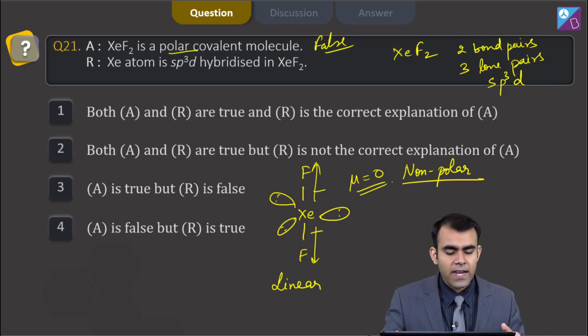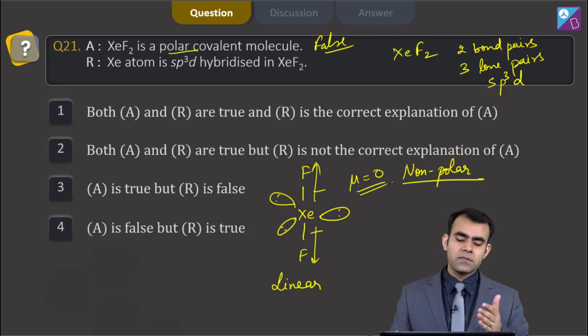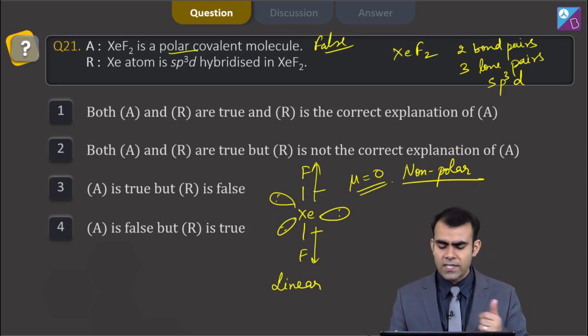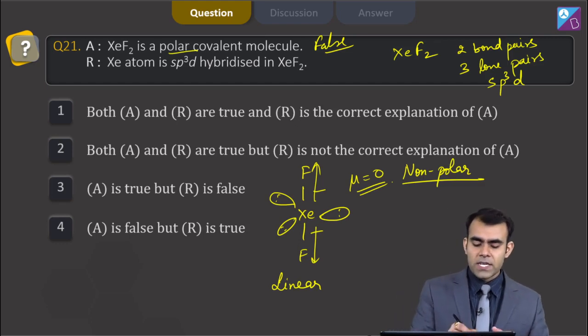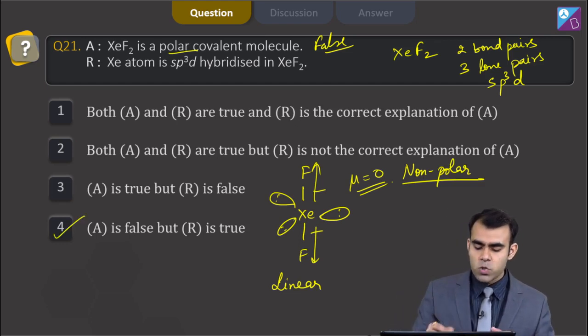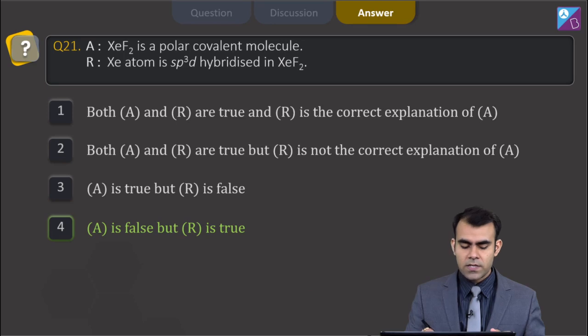Then my reason is that the Xe atom is sp3d hybridized in XeF2. Yes, this is correct as I have seen here. So the first is false and R is true. So the answer is 4.